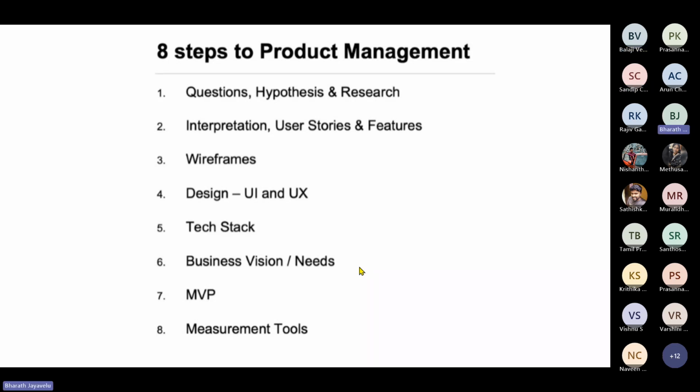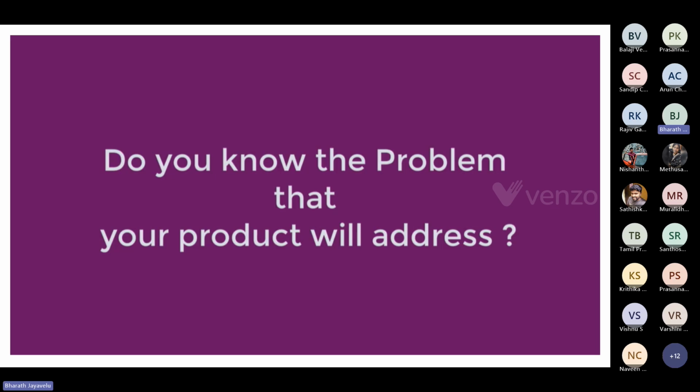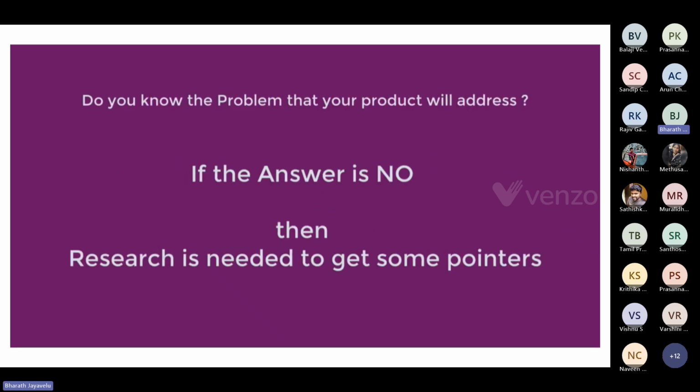So we have figured out the 8 steps and the basic information on the 8 steps, and now we go into detail. Step one is questions, hypothesis, and research. The first step asks: do you have a problem that your product will address or not? We have to ask ourselves whether it is a real problem or not, and do you know the problem that your product addresses?